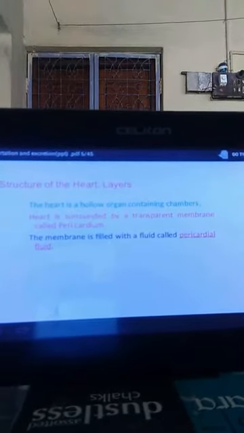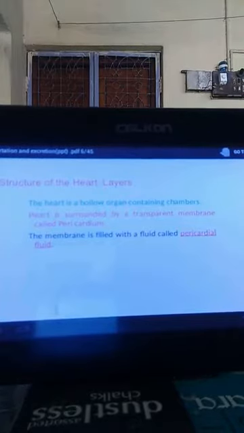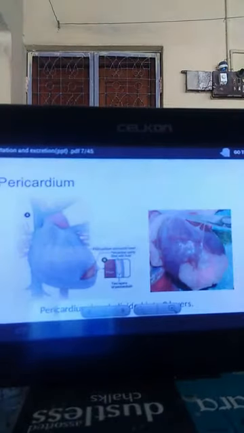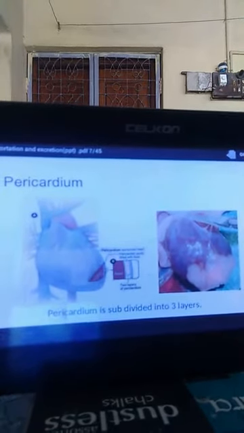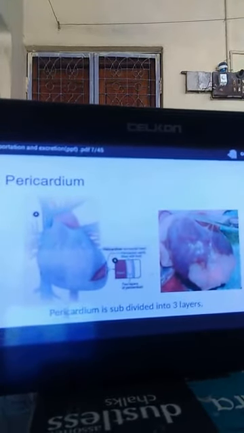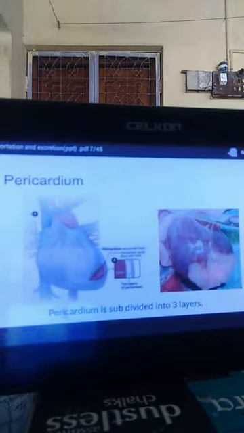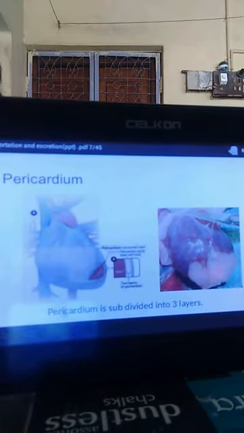So this particular heart is a cardiac muscle. It is covered with a transparent membrane named the pericardium. It is a transparent membrane which completely surrounds the heart. The function of this pericardium is that it is filled internally with a liquid called pericardial fluid.